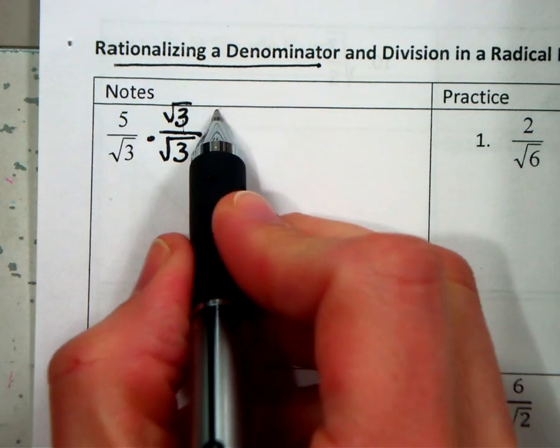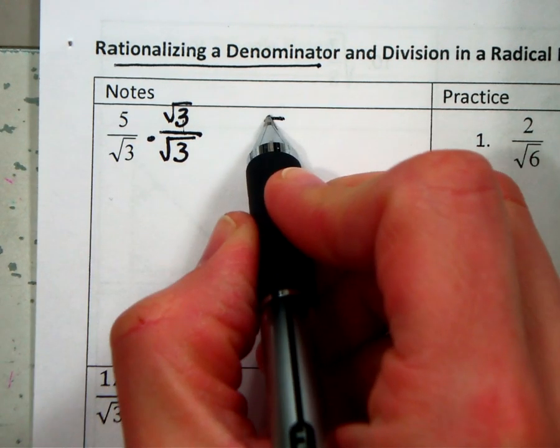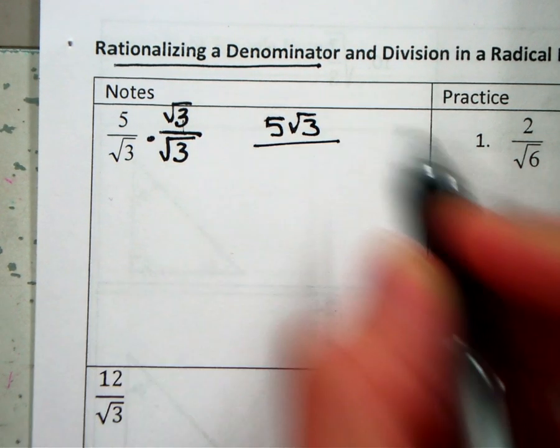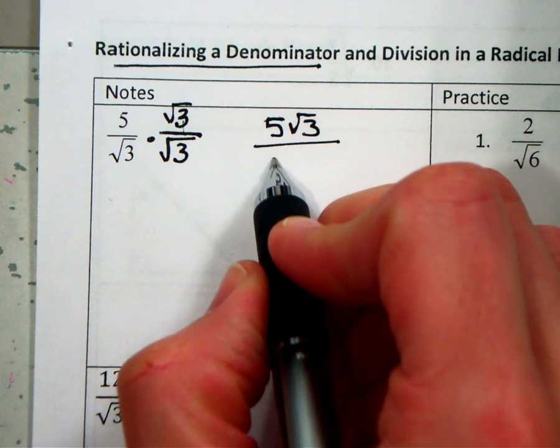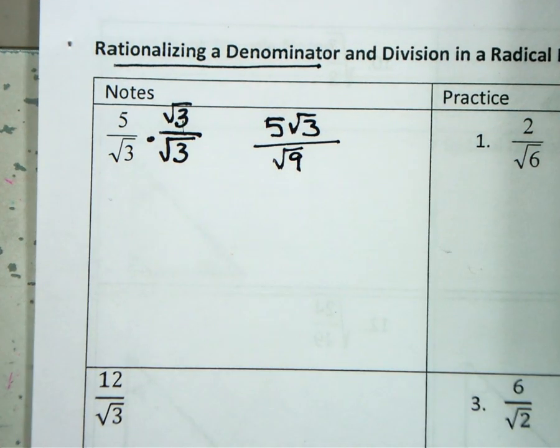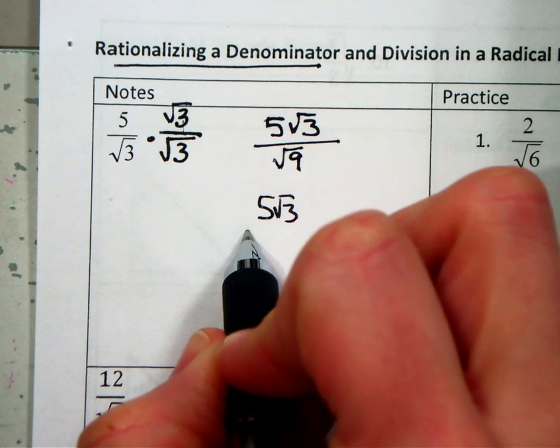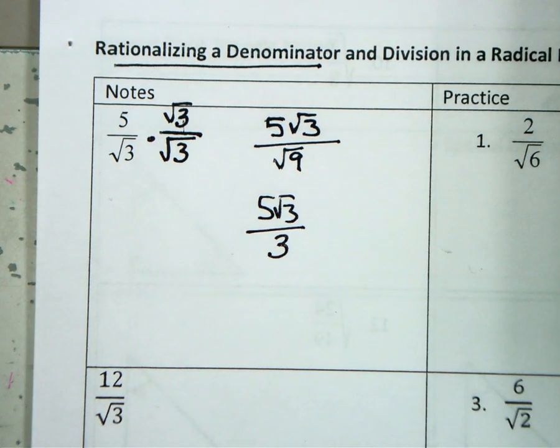So on the top, this is pretty straightforward. On the top, I have 5 radical 3. That's it. 5 radical 3. That's what I have on the top. And then you just told me this a second ago. What's radical 3 times radical 3? That's radical 9. But what's the square root of 9? 3. So what I have is 5 radical 3 over 3. Now I know I'm dividing it up by 3 people. So you have to have a rational number, and square roots are irrational. You have to have a rational number on the bottom of any fraction. Okay?